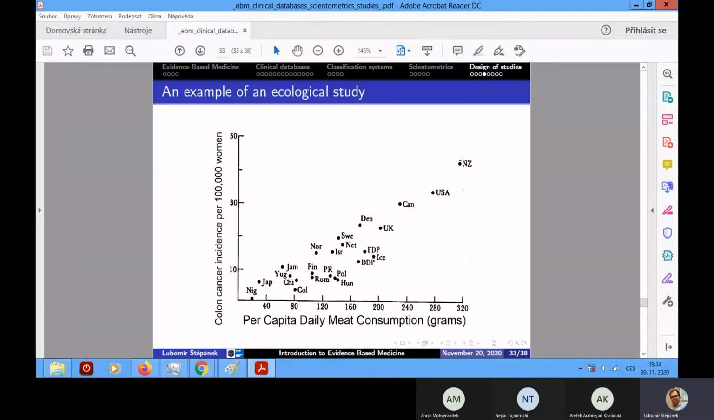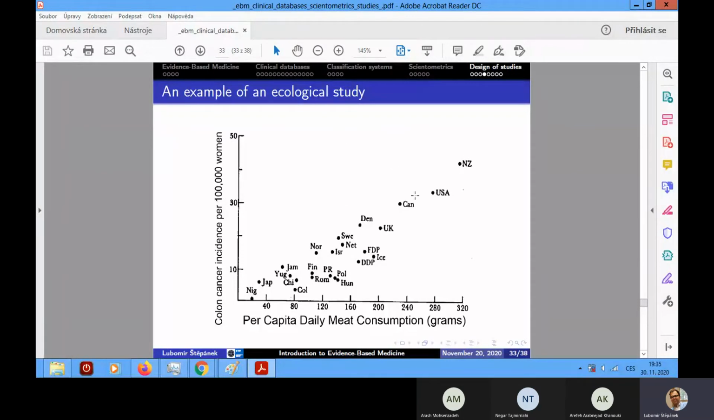But the problem is the ecological fallacy, which means that these two subpopulations, the meat consumers and the colon cancer patients, could be two totally different subpopulations. If there is a large consumption of meat, for example in New Zealand, and also a large incidence of colon cancer, it could be that there is absolutely no causality between meat consumption and colon cancer incidence.